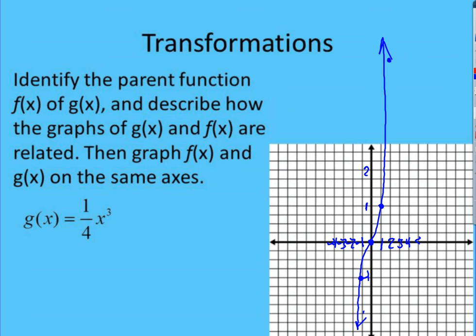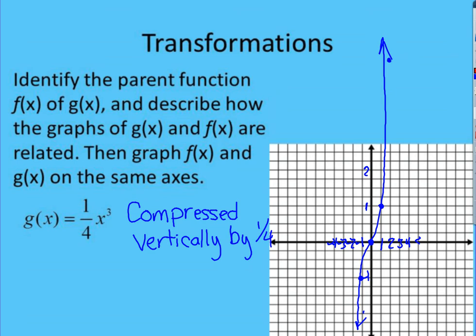Now, we want to take this and multiply it by 1/4. If you notice, this is out in front of the entire function. It's not just attached to the x, so it's in front of the entire thing. That means it is a vertical dilation. Now you have to decide if it's between 0 and 1 or greater than 1. 1/4 is between 0 and 1, so that means it is compressed vertically. And we're compressing it vertically by 1/4.